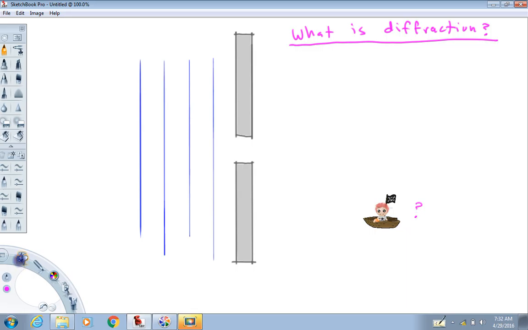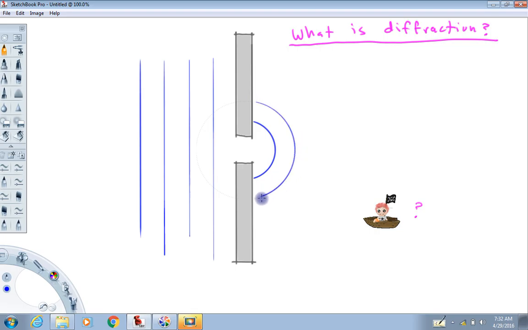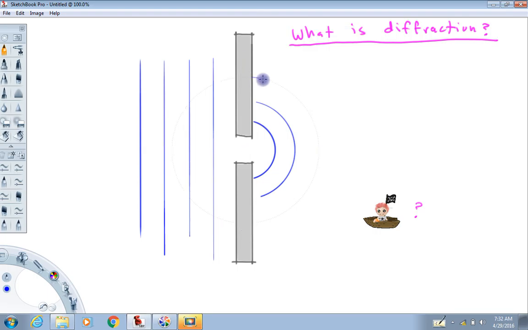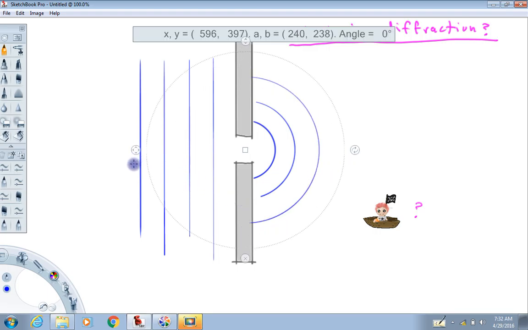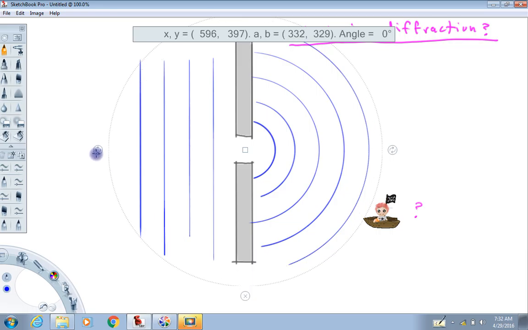And what happens at the opening here is that the waves, when they get to the other side, are changed in shape. And they can look kind of spherical in nature here. So what I can do here is kind of represent that like this. So these waves keep propagating out, and eventually here Timmy starts to feel their effect.